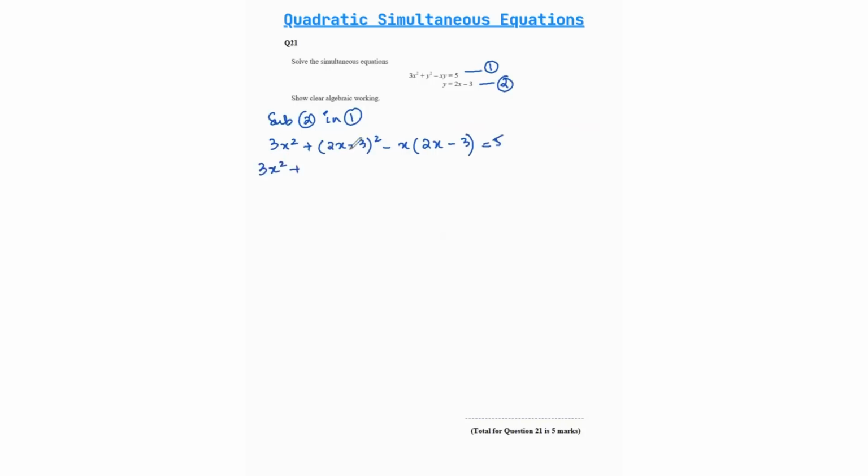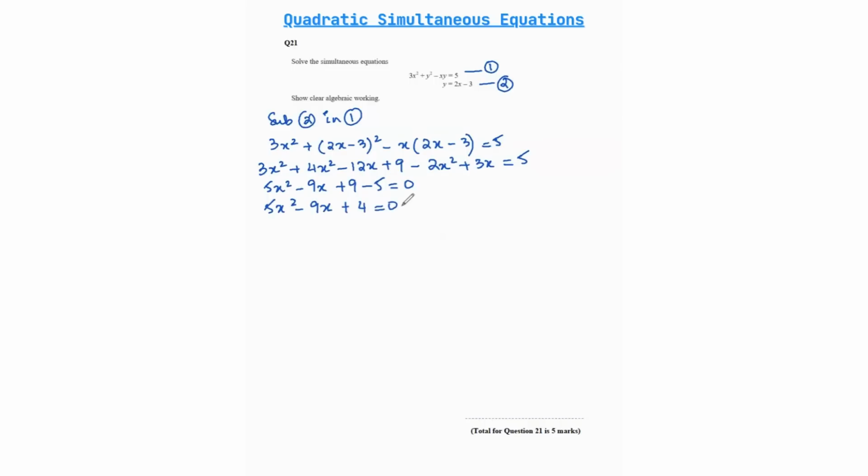Expand the brackets. So 3x squared plus (2x minus 3) whole squared is going to be 4x squared minus 12x plus 9 minus 2x squared plus 3x equals 5. Collect the like terms. 3x squared plus 4x squared is 7x squared, minus 2x squared is 5x squared. Negative 12x plus 3x is negative 9x, plus 9 minus 5 equals 0. So 5x squared minus 9x plus 4 equals 0.